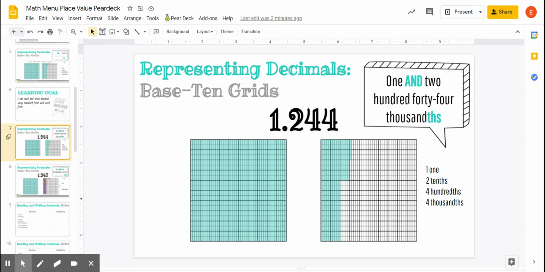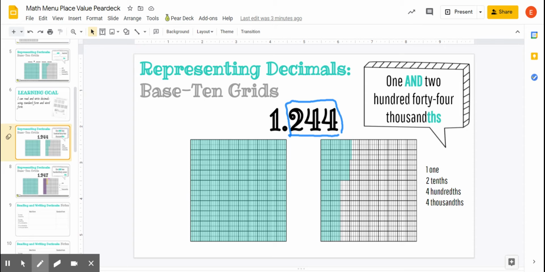Then I have 2 full columns. So those are 2 rods. So that is my 2 tenths shaded. Then I have 4 hundredths, 4 units. And then if I look at these tiny rectangles, I see that I have 4 of them shaded. So that's my 4 thousandths. And if I tried to count every single tiny rectangle I have shaded in blue, I would actually have 244 of them, because that decimal is telling me how many total thousandths I have.